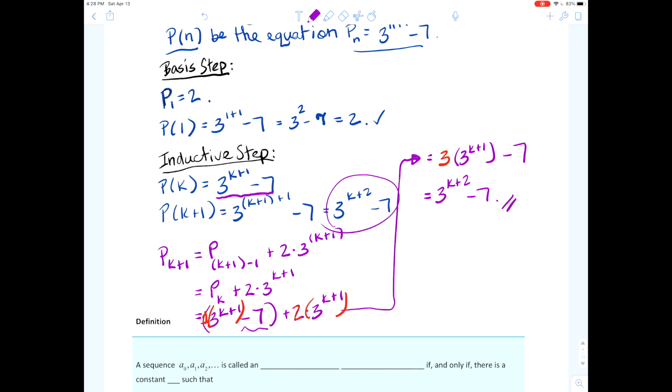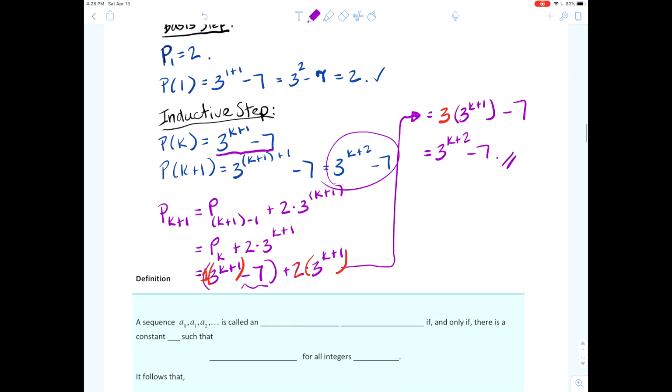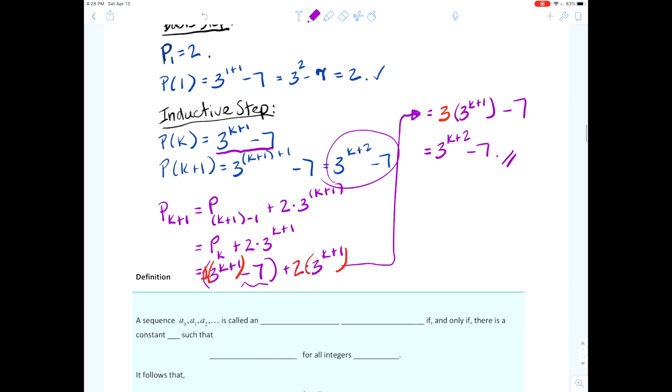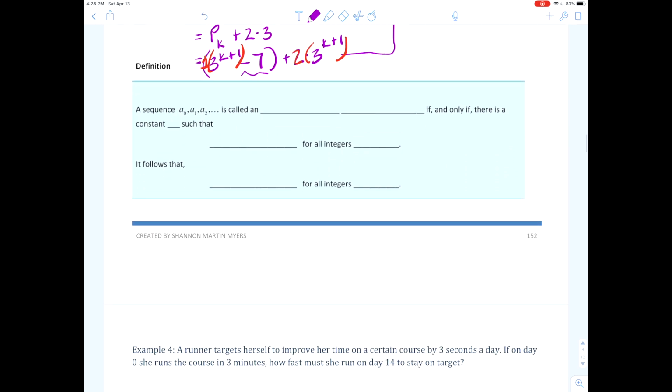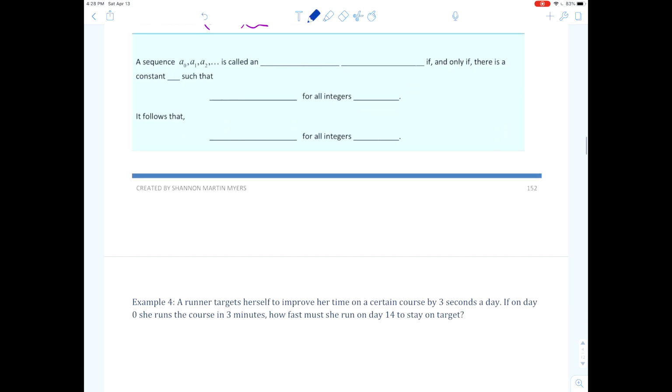And so, therefore, we've shown what we needed to show, and we're all set. We're done with our proof. Our property is verified.